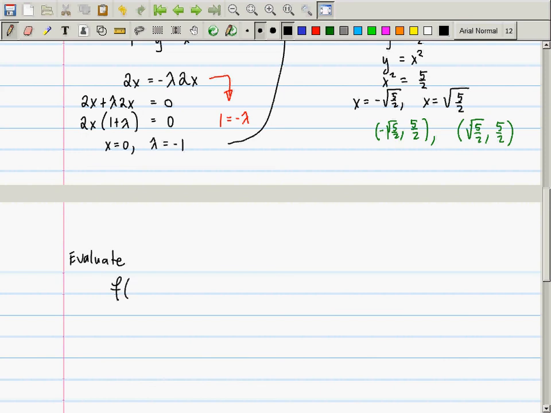So the objective evaluated at (0, 0). So I'll just copy the objective function right here so we can look at it. What was it? It was x squared plus (y minus 3) squared? Yes. Okay, so then evaluated at (0, 0), well, that's 0 plus 9. So the distance squared is 9. Okay, so then at the next point, negative the square root of 5 halves, 5 halves.